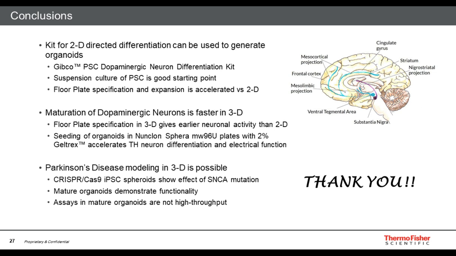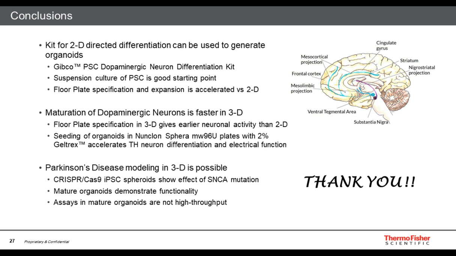And we found that seeding of the organoids in the uncloned Sphera U-bottom plates with 2% Geltrex accelerates the TH neuron maturation as indicated by neuromelanin and electrical activity. And finally, Parkinson's disease modeling in 3D organoids is possible.